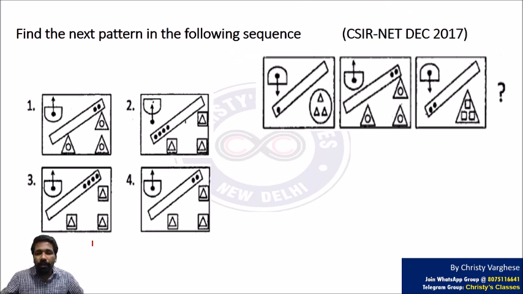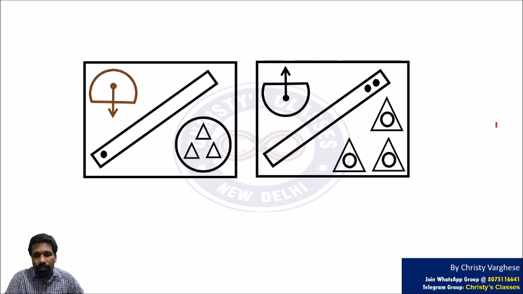Okay, here also a pairwise pattern. First and second picture is a pair. Third and fourth picture is another pair. So this is the first and second picture we are analyzing. What is the pattern? There are three changing things. A semicircle, almost a semicircle, its direction is changing. With the arrow, there is a semicircle. It is facing downward here, it is facing upward here.